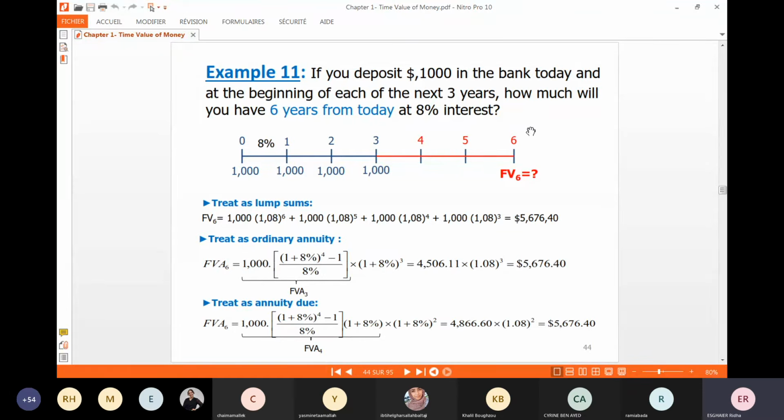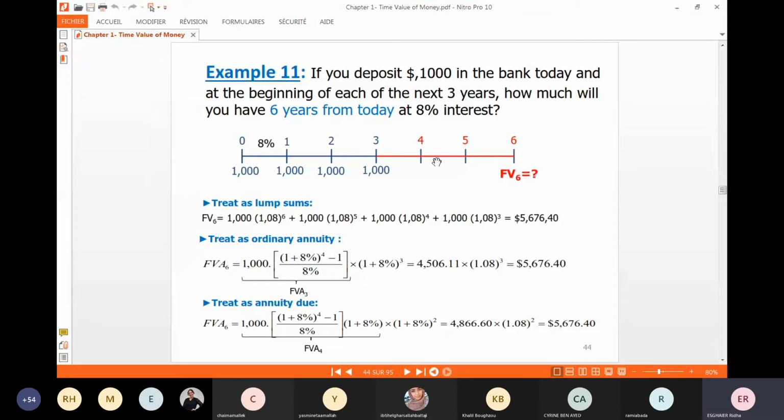Now, we can do this because we have only 4 deposits. Suppose we have 20 or 30 or 100 deposits. We will spend too much time to compute the future value of each one separately. So we have to save time, to avoid errors in calculation, we will try to apply the future value of an annuity. But in this case, will we use the future value of an ordinary annuity or the future value of an annuity due? It depends.